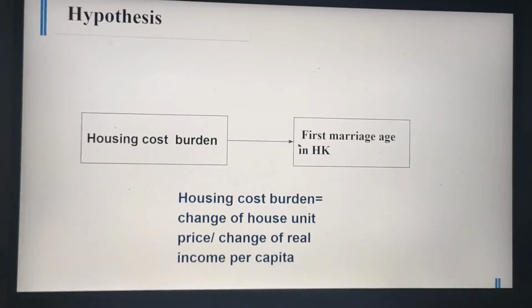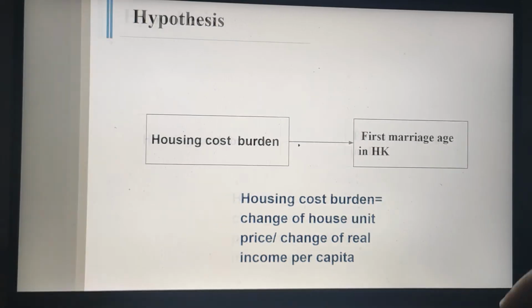Here is how we define our housing cost burden. We use the change of the house unit price divided by the change of real income per capita to represent the toughness for people to get a shelter, and then how this toughness to get a shelter can affect the first marriage age in Hong Kong.